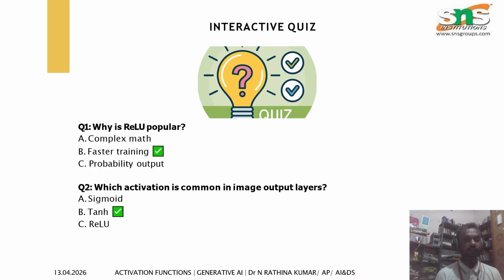Why is ReLU popular? It is used for faster training. Then the second quiz: which activation is common in the image output layer? That is tanh.